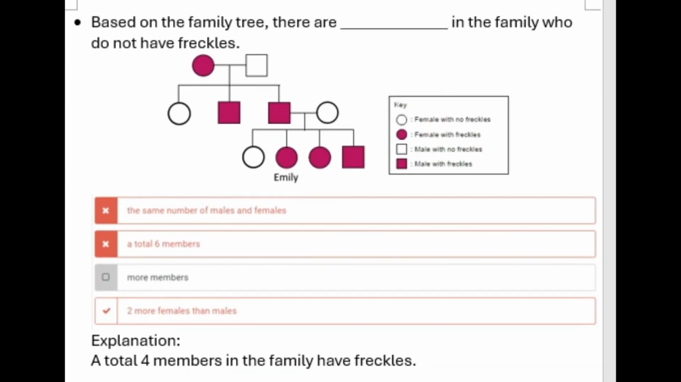Based on the family tree, there are 2 more females than males in the family who do not have freckles. Explanation. A total of 4 members in the family have freckles.